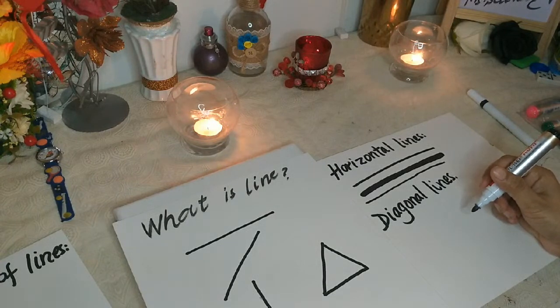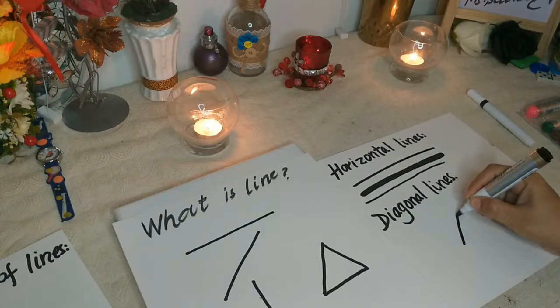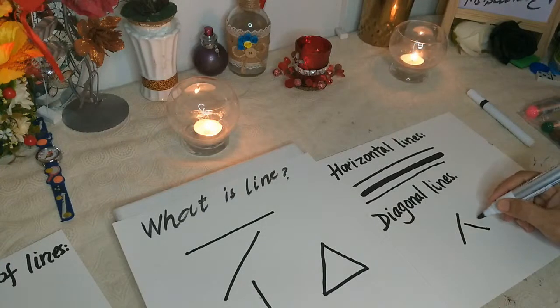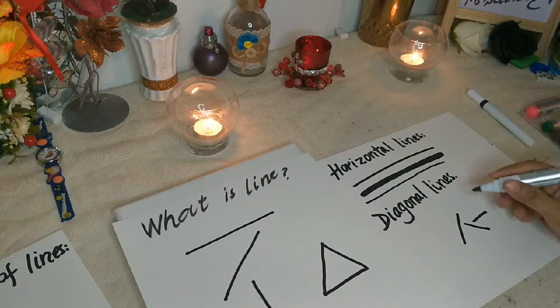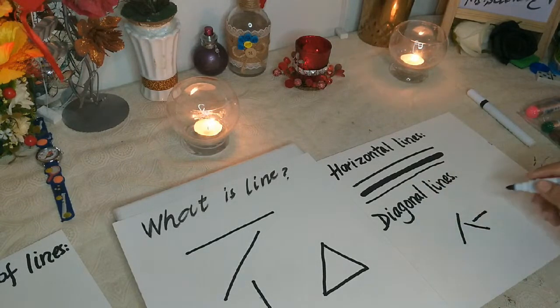Diagonal lines are straight lines that slant in any direction except horizontal or vertical. So it can be in this direction, it can be in this direction, but it can't be vertical or horizontal. Just remember that diagonal lines are straight lines that slant in any direction, except horizontal or vertical.